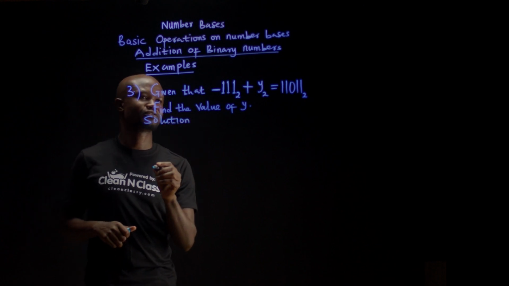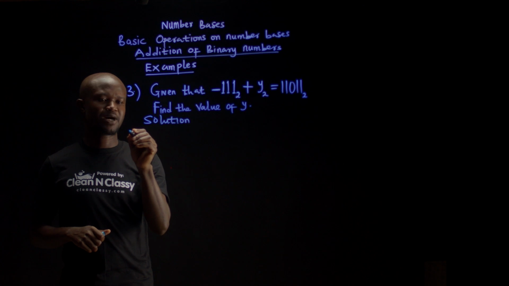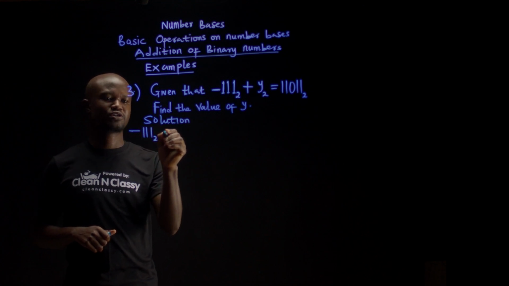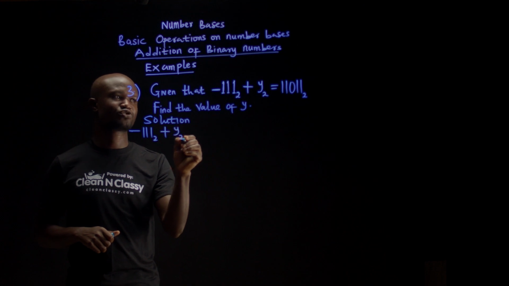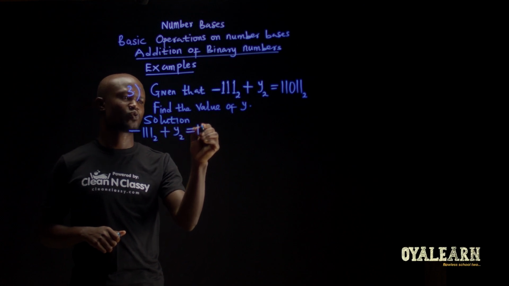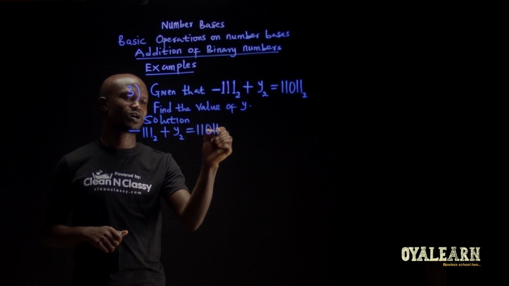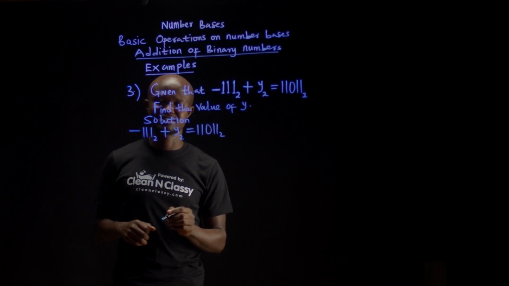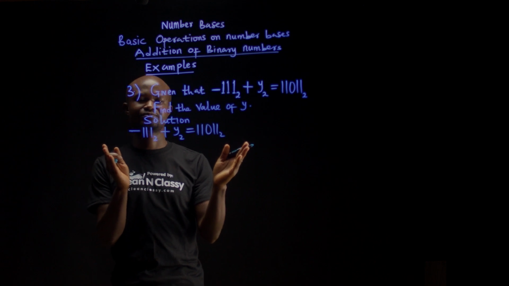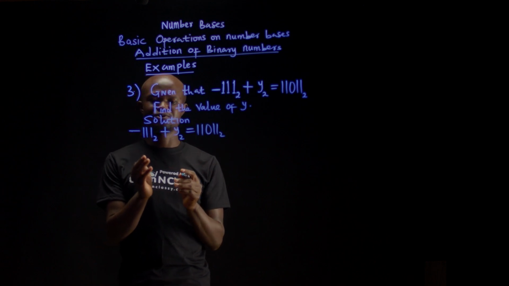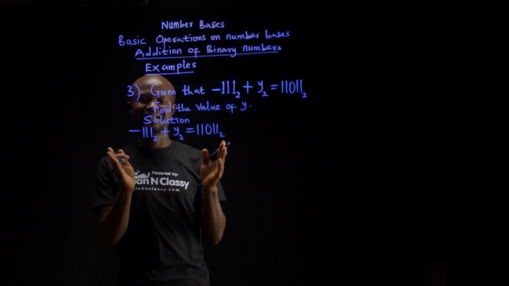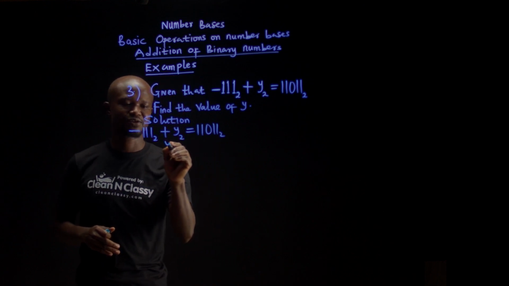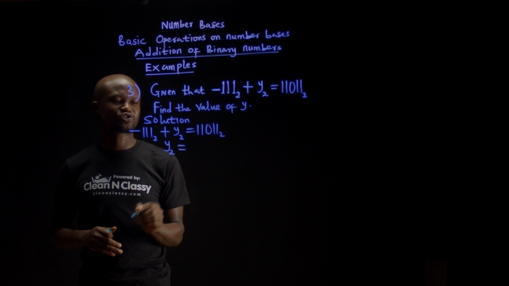Now we have minus 111 base 2 plus y base 2 is equal to 11011 base 2. Now, for us to solve this is just like an equation. What I'm going to do is to collect the like terms first. Collecting the like terms, what will I have? I will have y base 2 is equal to what?